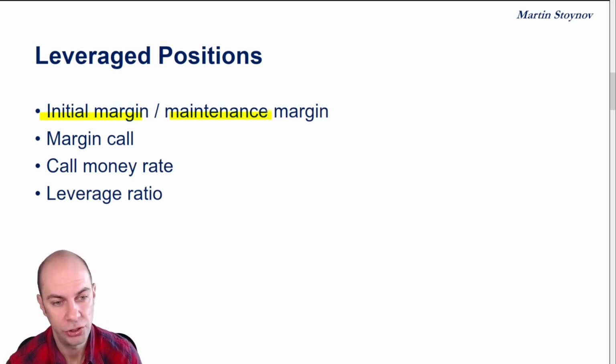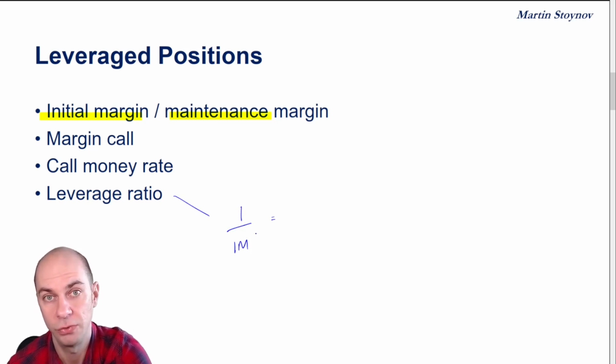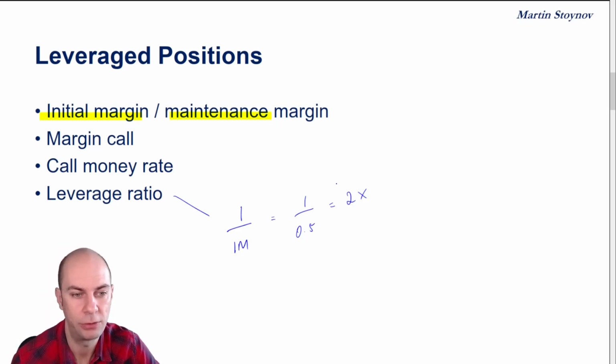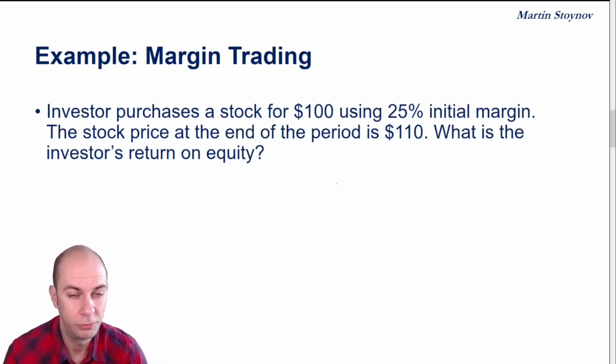And then the leverage ratio is simply defined here. Let's look at how it's defined. It's defined as 1 over initial margin. So as an example, if my initial margin was 50%, 1 over 50% will give me 2x. That would imply that for every 1% change in the value of the position, I'm going to gain either 2% or lose 2%. So 2x leverage means that my returns are 2x magnified with respect to the actual movement in the underlying asset.